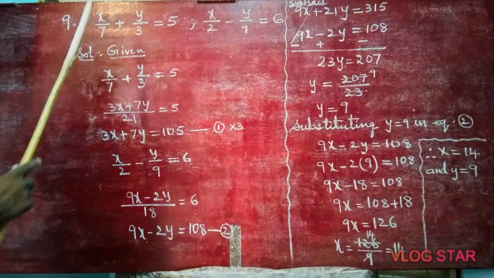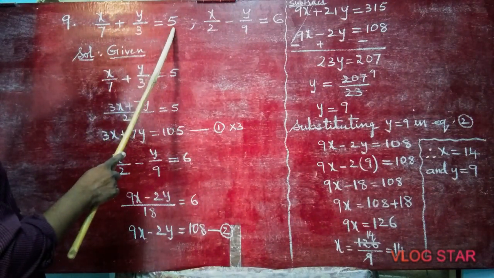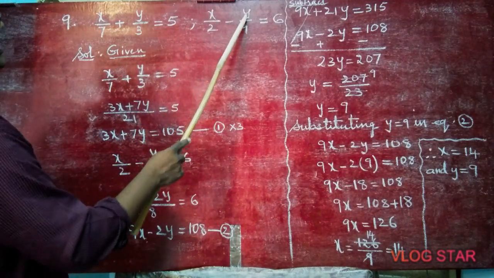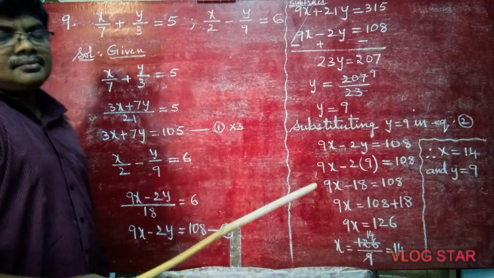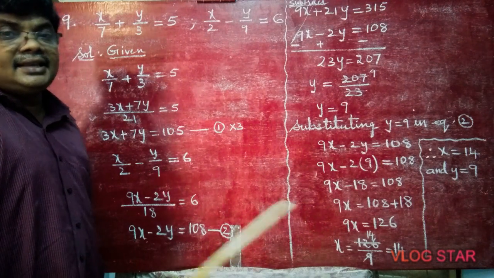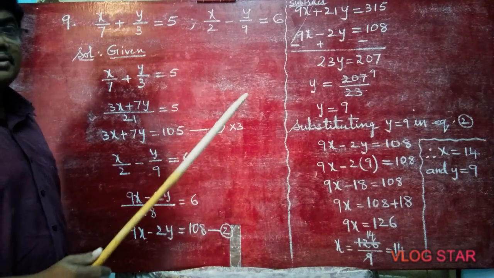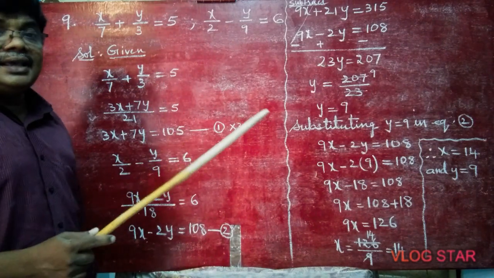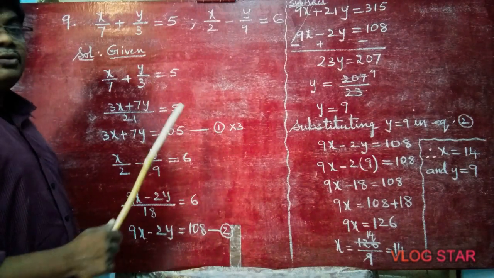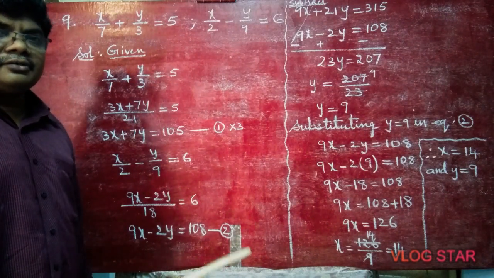Ninth problem. x by 7 plus y by 3 is equal to 5. Next one, x by 2 minus y by 9 is equal to 6. Two simultaneous linear equations are given. Did you observe in your previous class and now? In 8th class, they gave linear equations in order and we solved. Now, in 9th class, they are in disorder, we have to put them in order.